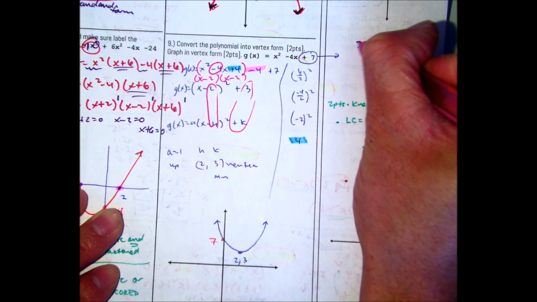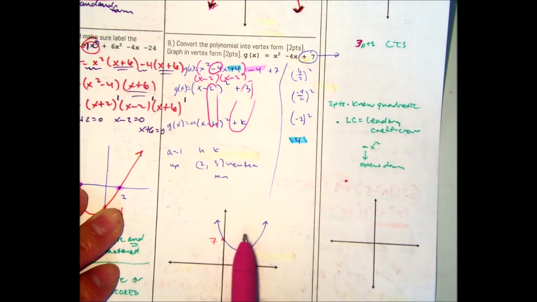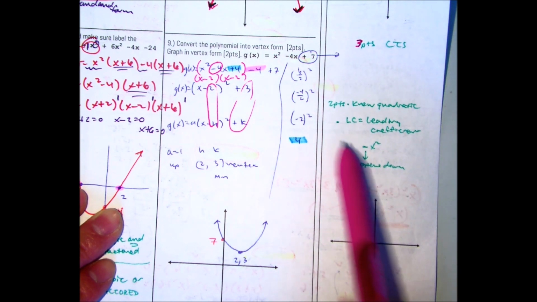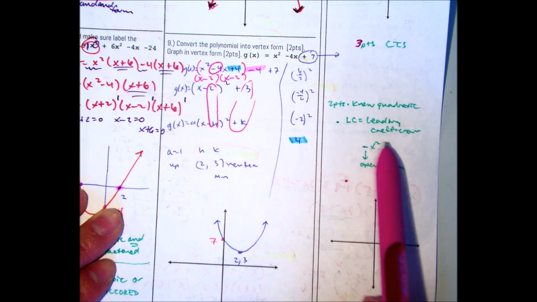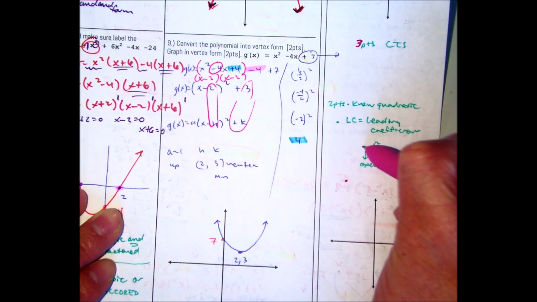To get partial credit, I gave you 3 points if you were able to complete the square. I gave you 2 points if you knew that your graph was just quadratic. You just drew a parabola, a u, I gave you 2 points. Leading coefficient, some students made the mistake to think that it opens down, but remember it only opens down if your leading coefficient has that negative sign.